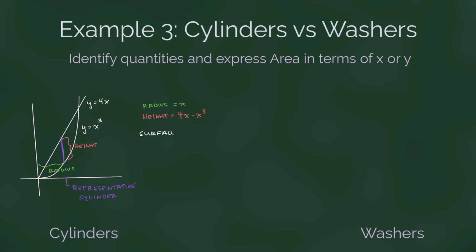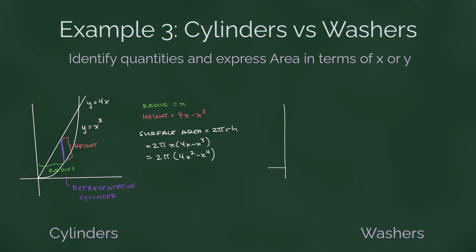Surface area is always going to be 2 pi times r times h. So plugging in the formulas we just found, we get that our surface area for our cylinder is 2 pi times x times 4x minus x cubed, which we can simplify to 2 pi times 4x squared minus x to the fourth.